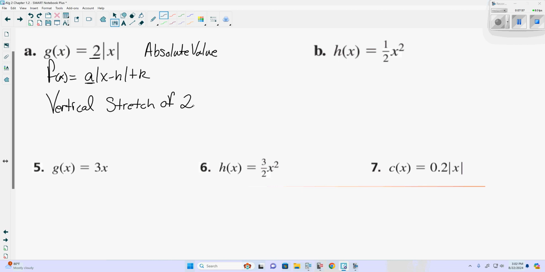So b, h of x is equal to 1/2 x squared. Well, its parent function is a quadratic because of the square. Now I'm going to write the quadratic general equation right below it. Now, this here, again, there's no translation, left, right, up, down. But our value of a is what? 1/2.